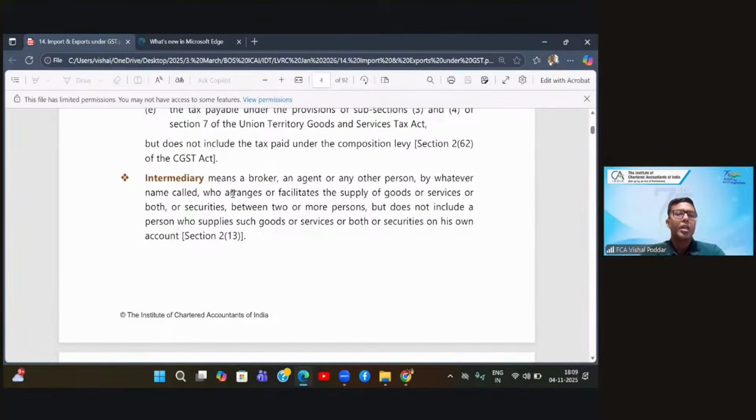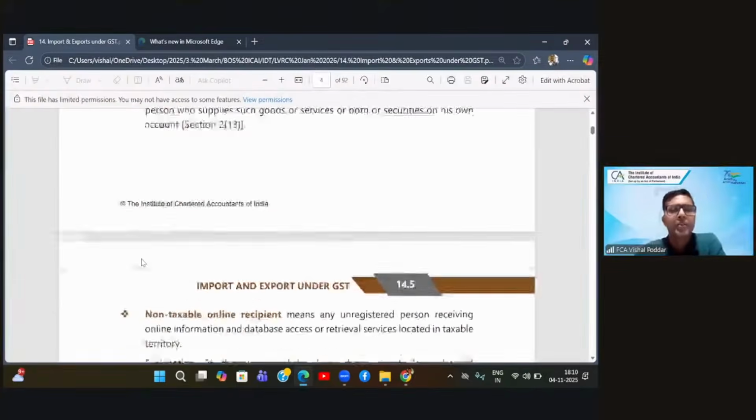What is important is that an intermediary is the one who arranges or facilitates the supply of goods, service, or both, or even securities. So it may be goods or service, or it may be something which is neither goods nor service, but is security. What this person is doing is arranging or facilitating supply. But what is important is that this person himself is not involved in making the supply. So this person is not part of the chain of the supply, not the person through whom the goods or services are supplied. This person should be acting only as a person connecting the two people, the supplier and the recipient. The supply is happening directly between the two. It is not happening through this person. That person is an intermediary.